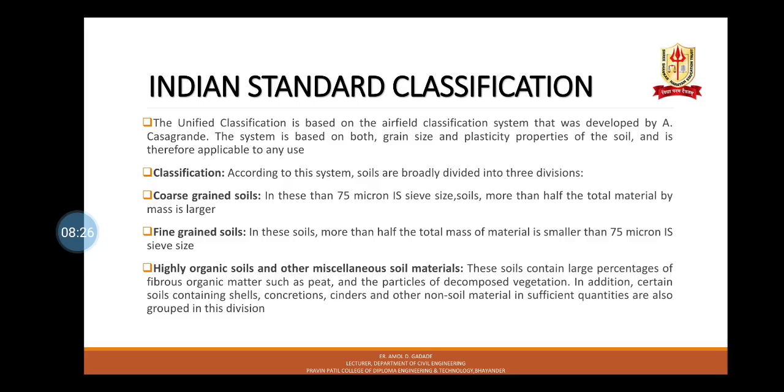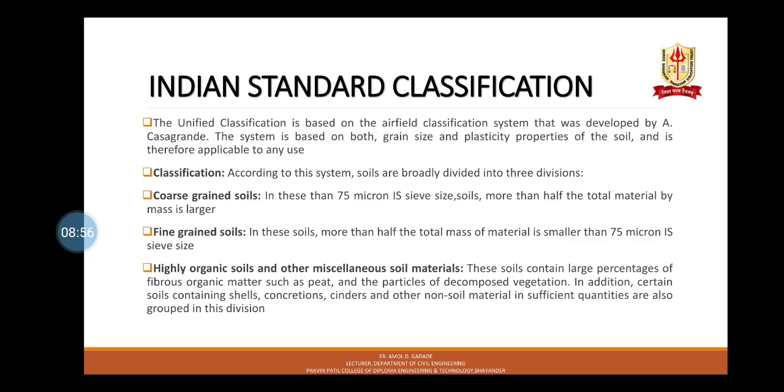Next one is the Indian Standard classification and the Unified Soil Classification. The unified classification is based on the airfield classification system that was developed by A. Casagrande. This system is based on both grain size and plasticity properties of the soil and is therefore applicable to any use. The Indian Standards Institute, now the Bureau of Indian Standards, adopted the unified classification system in 1954.